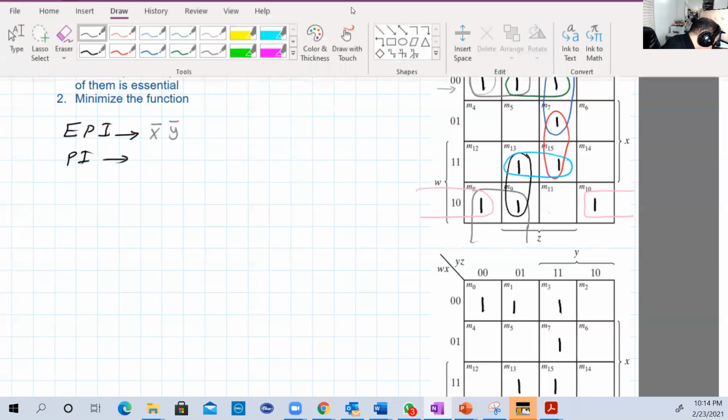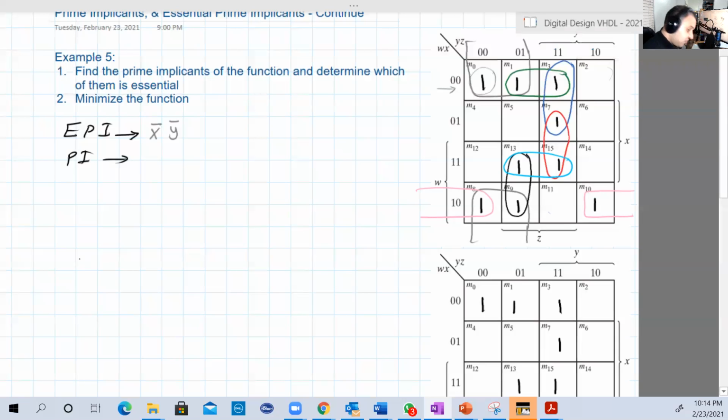Okay, the second group is the green, and the green basically is not essential at all because it has 2 ones and they are contained with other groups, the gray and the blue. So the green is W bar, X bar, Z, because Y is changing. The blue is also not essential because it has 2 ones and both are contained with other groups, the green and the red. But the blue is W Y Z, because only X is changing. Here X is X. Here X is X bar.